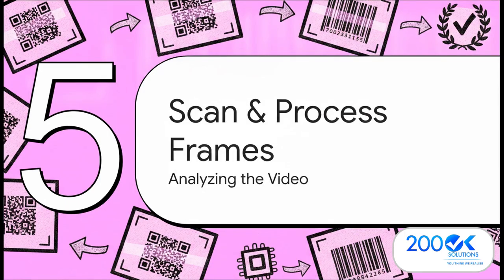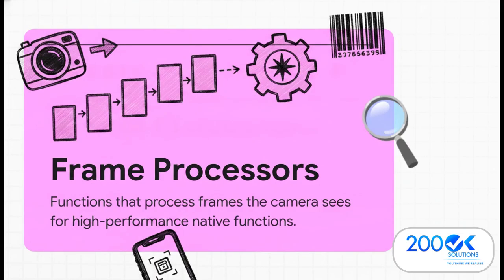Finally, section 5, scanning and processing frames. We have reached the victory stage, folks, actually capturing and processing those camera frames. To understand this, we have to talk about frame processors. By definition, these are functions that process the individual frames the camera sees in real time. They are the absolute magic of this setup. They let you call high-performance native functions for heavy tasks without bogging down your main JavaScript thread.